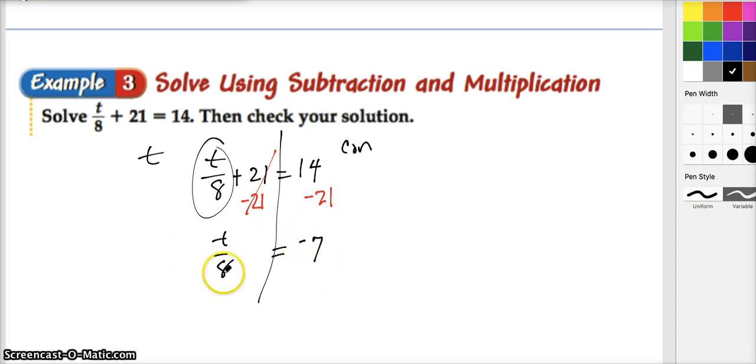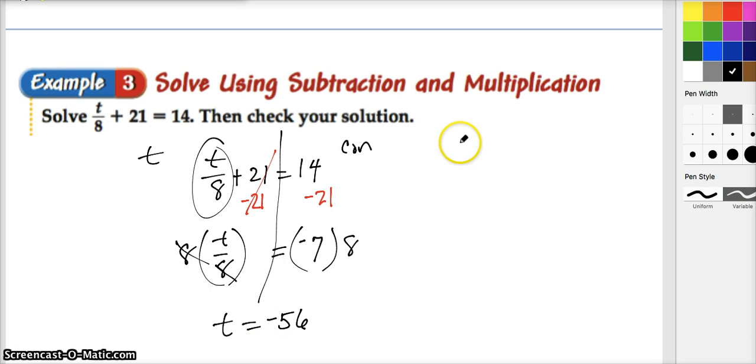So oftentimes students get a little confused here and they'll say, oh, what am I supposed to do? Divide by 8? Not quite. Who's bothering t? 8's bothering t. How is 8 bothering t? By division. What's the opposite of division? Multiplication. So I'm going to multiply myself out of this mess. When I multiply, I can cancel that out. t is equal to negative 7 times 8, which is negative 56.